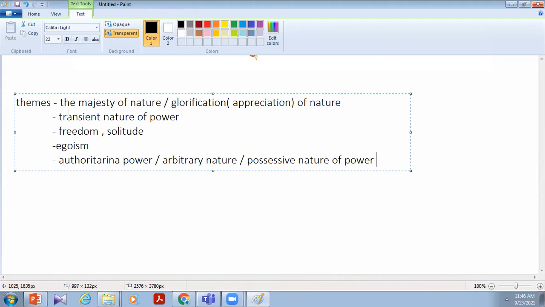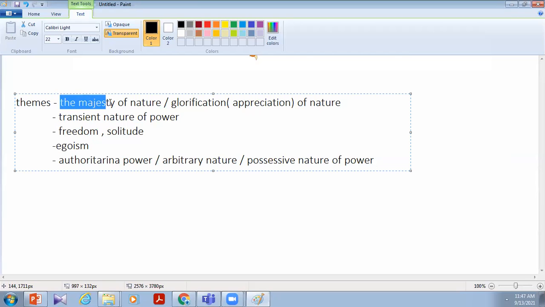Good question. Transient means temporary, something which lasts for a short term. Transient nature of power: how power is temporary. The impermanent nature is also being indicated. So the opposite of transient is permanent. Okay, we'll take the first theme.